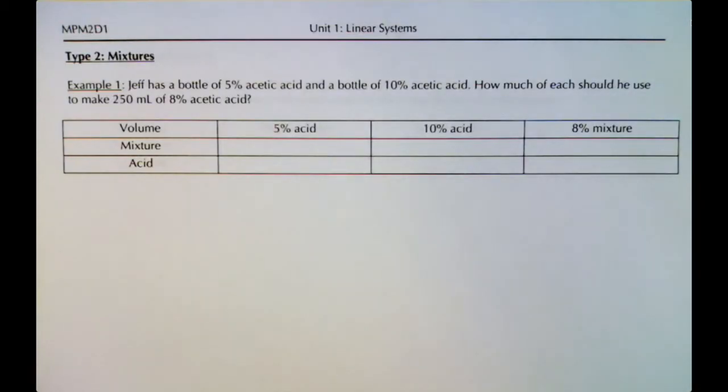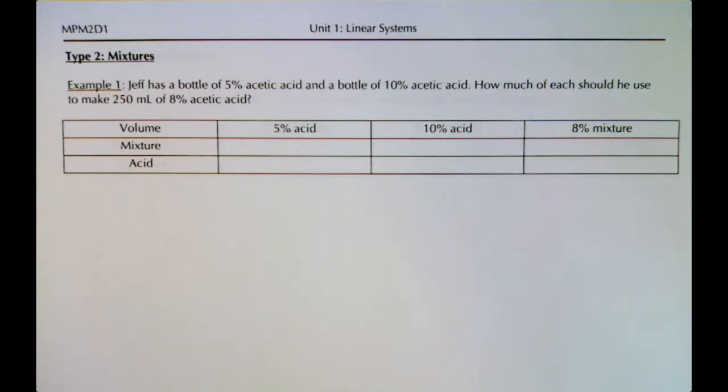Okay, welcome to part 2 of lesson 1.5 on solving linear word problems. This is the example for mixture questions. There's 2 examples. We're going to do the first one, and I'm going to leave the second one for you to try on your own after the video. And of course, you can check your answer on the course website.